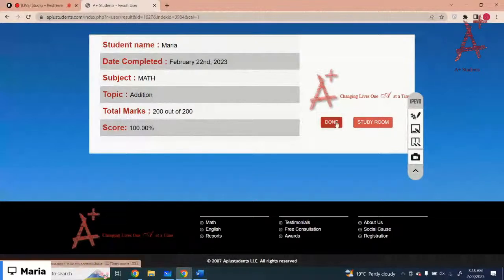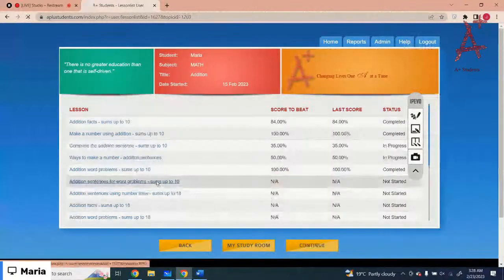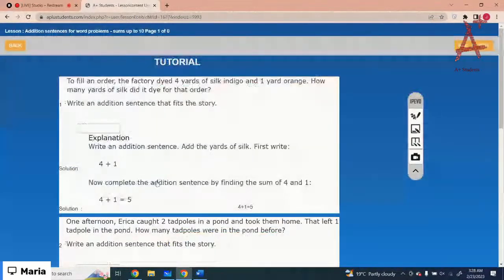Okay, let's start with the next lesson. The next one is addition sentences for word problems, sums up to 10. Now we have to do the word problems. So let's start with the first one. To fill an order, the factory dyed 4 yards of silk indigo and 1 yard orange. How many yards of silk did it dye for the order? So you have to add 4 plus 1. So 4 plus 1 makes 5. Got it?